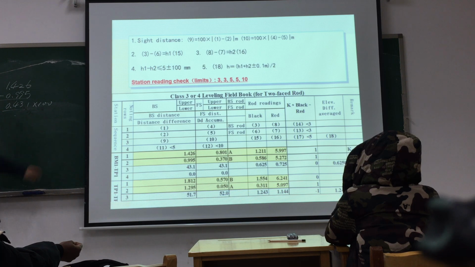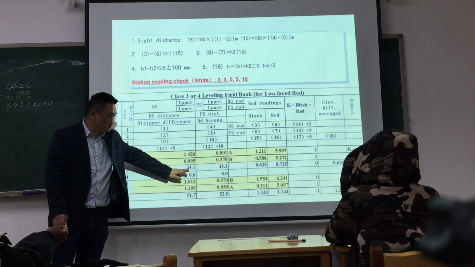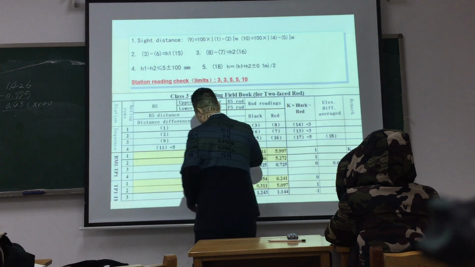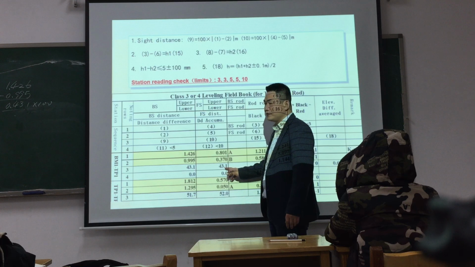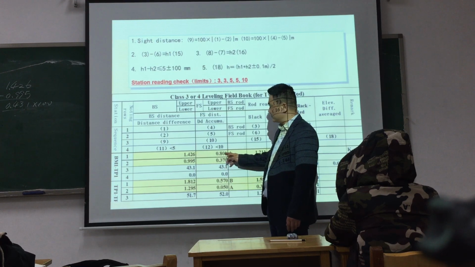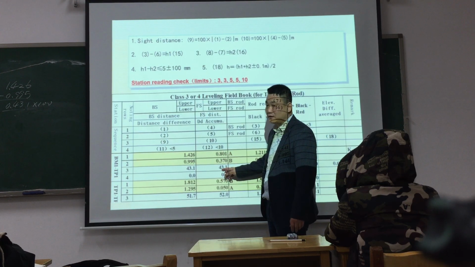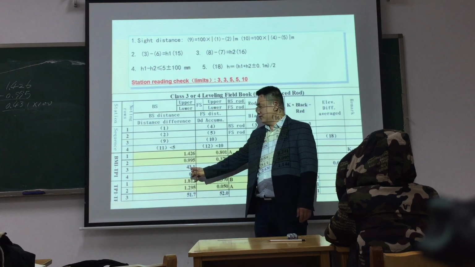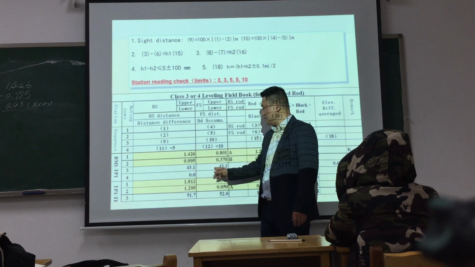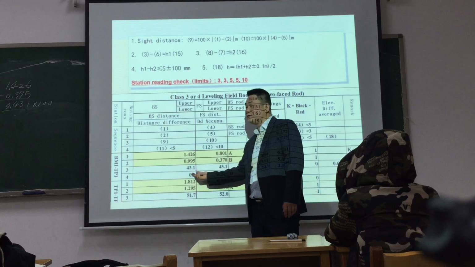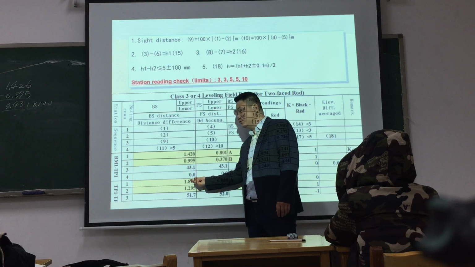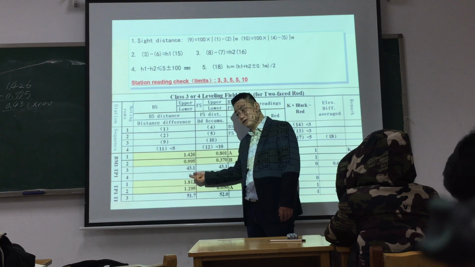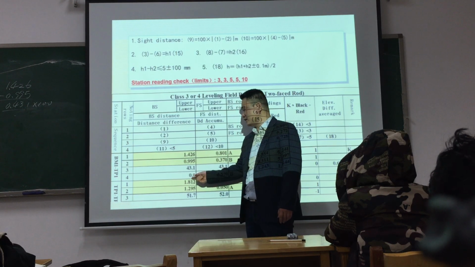So here is the distance for the backset, and then for the foreset, the distance is 43.1. Also use this minus this, get this. Multiplied by 100. And here the difference between the back and the foreset distance is 0. Usually there will be some difference, not 0. Here, this is just a special case.